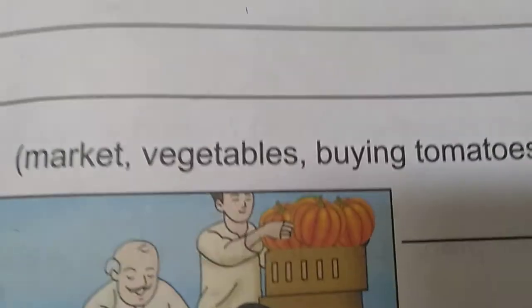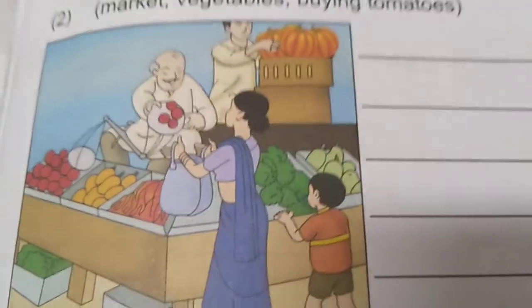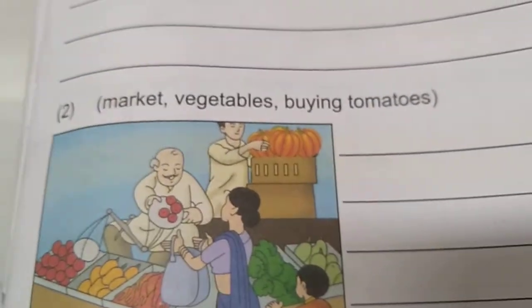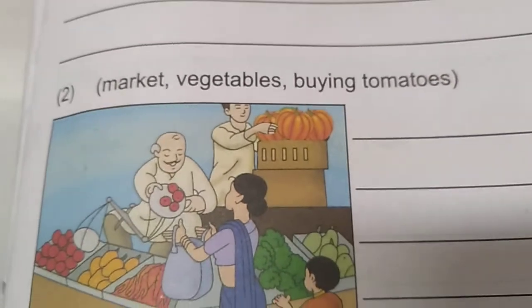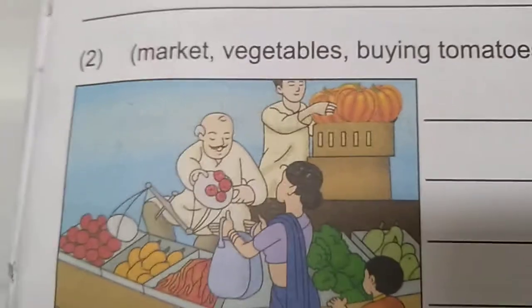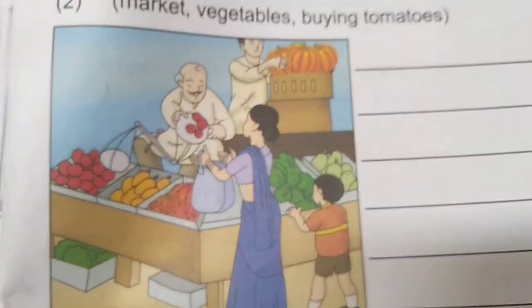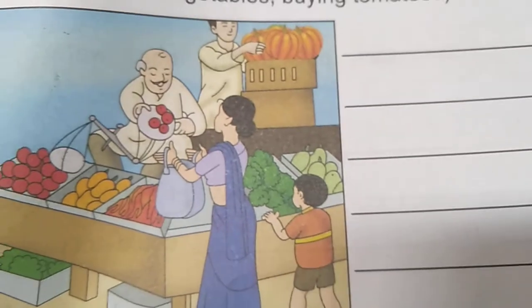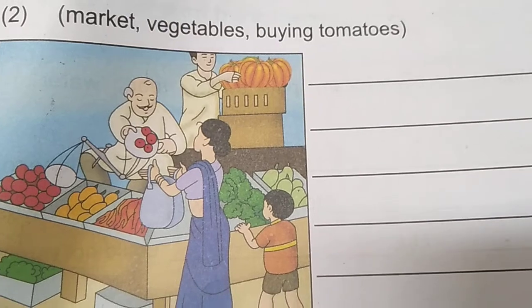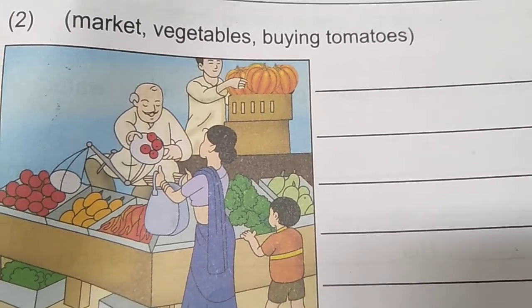Here down you can see, children, they have asked, what is this picture? This is the market. Which market, children? Vegetable market. Your parents also go to the market, children, to buy vegetables. Who will bring vegetables for you? Your parents. Yes, your parents will bring vegetables and fruits.